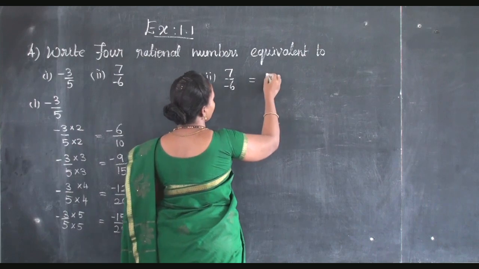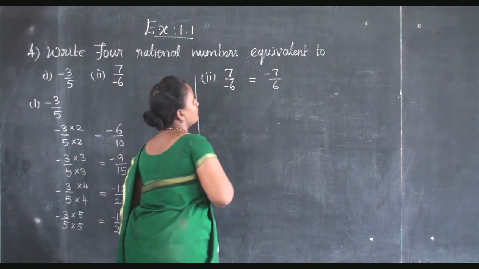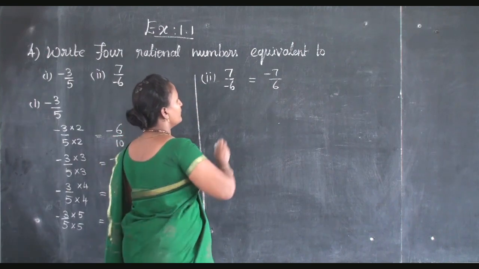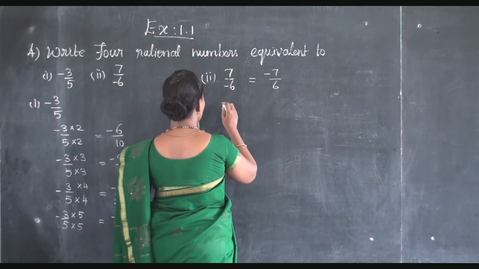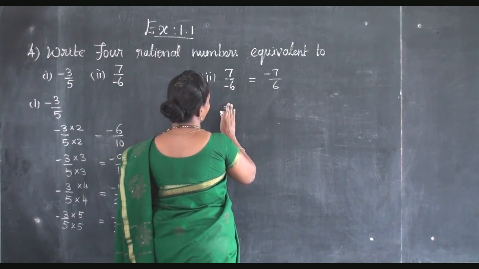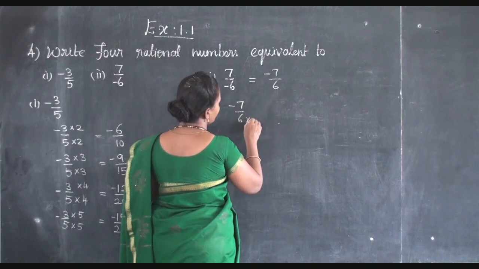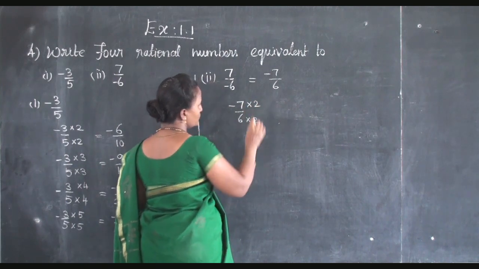7 by minus 6. Minus 7 by 6. Everything is same. Both are same. First one, minus 7 by 6 multiply with 2.